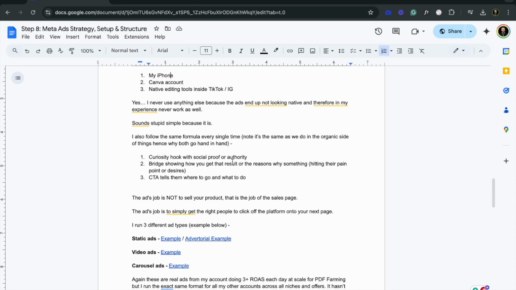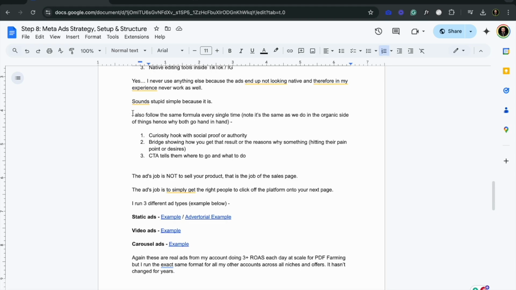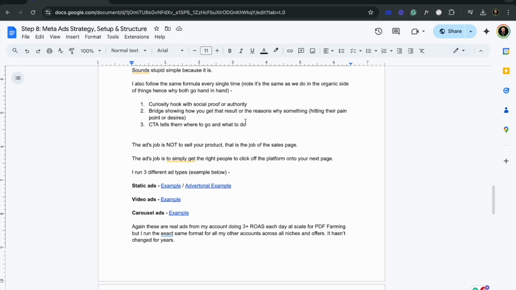I also follow the same formula every single time. It's the exact same as you do on the organic side, and that's why it works. So step one, part one of the ad is the curiosity hook with social proof or authority. Step two is the bridge, showing how to get that result or the reasons why it works, hitting the pain points and desires. And then step three, call to action, telling them where to go and what to do.